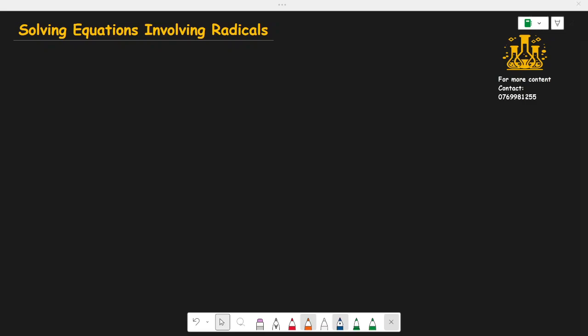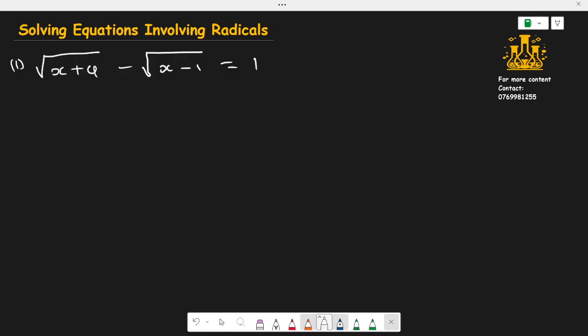In today's lesson, we're going to be considering equations, and we're going to be looking at how we can solve equations that contain radicals. So let's take, for example, this question, which we can clearly see has radicals. So how can we solve this question?